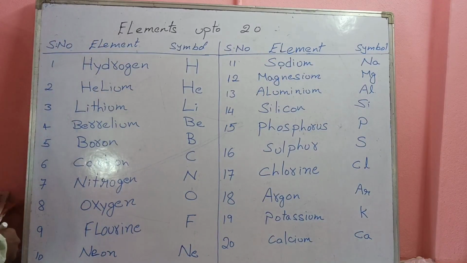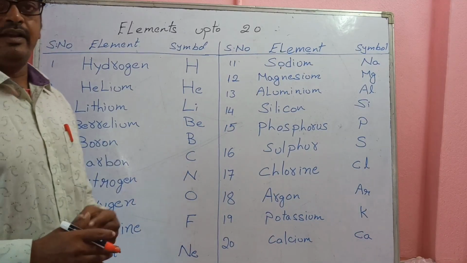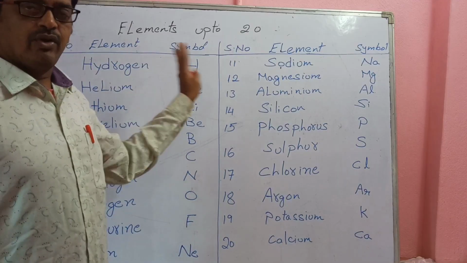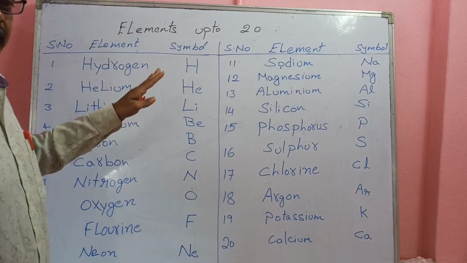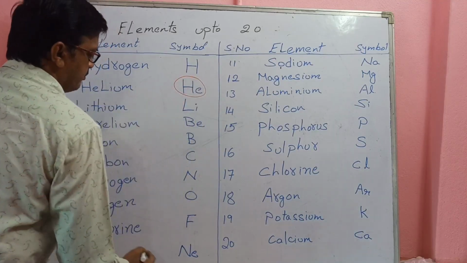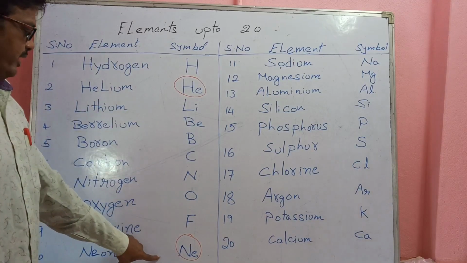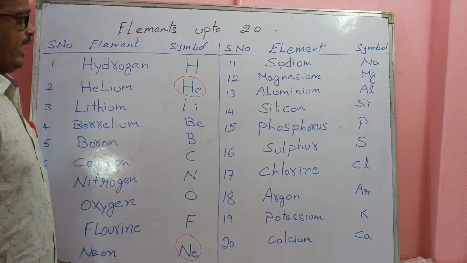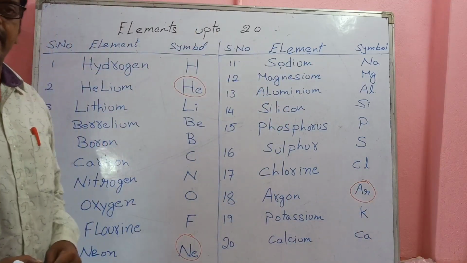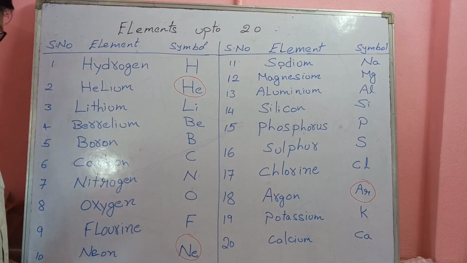So here, inert gas elements are there. Previously we discussed 6 inert gases. From 1 to 20, how many inert gases are there? 3 inert gases are there. What are they? Helium, whose atomic number is 2, and neon, atomic number 10, and again argon, it is 18. These 3 inert gases are very important. Understand?